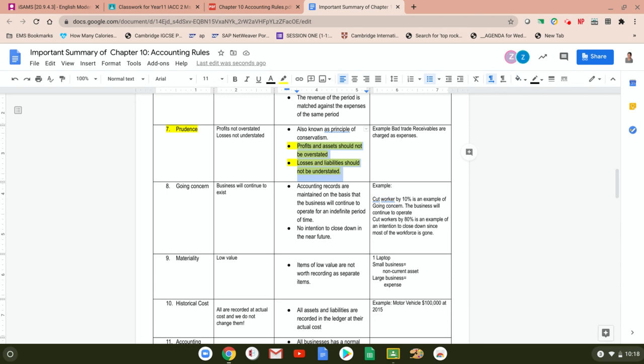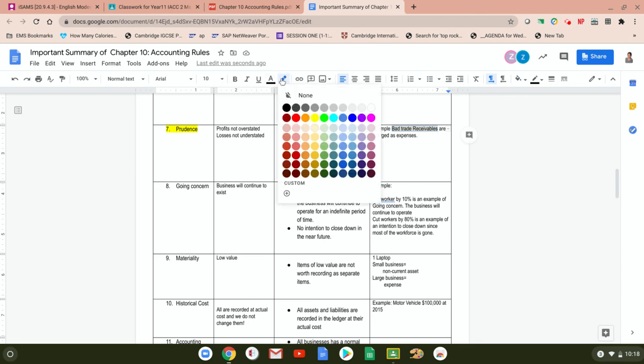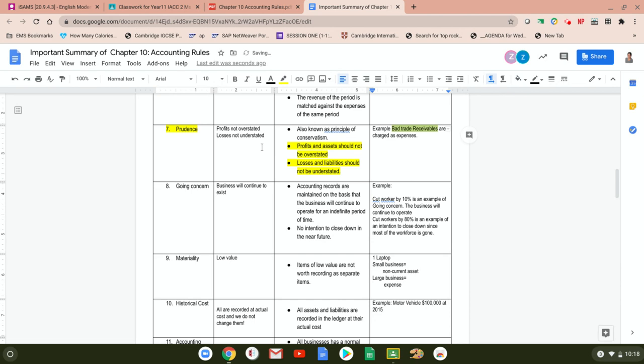So, what are the examples of prudence? The best example here is your bad trade receivables. So, if you can recall, trade receivables are customers who pay you later. But what happens if they run away from you? So you are not able to collect the money. I'll write an example here. The first time you sold the goods and you're so happy about it, you debit trade receivable, and then you credit sales.